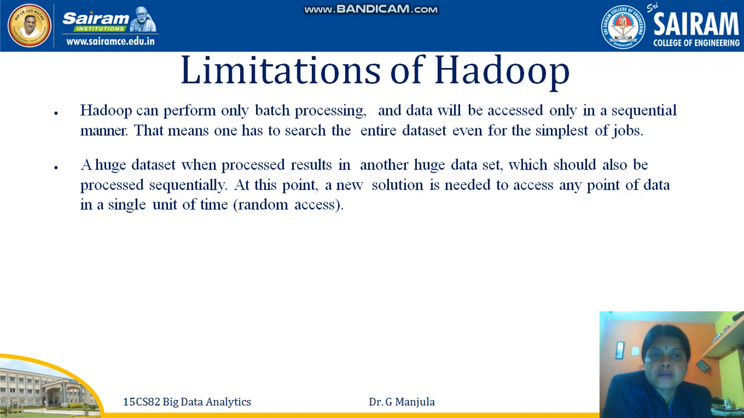Now what is the drawback, or the constraints, of Hadoop? Hadoop can perform only batch processing, and data will be accessed only in a sequential manner. A huge data set when processed results in another huge data set, which should also be processed sequentially. That is what is called batch processing, accessed only in a sequential order. This is the only major drawback of Hadoop.